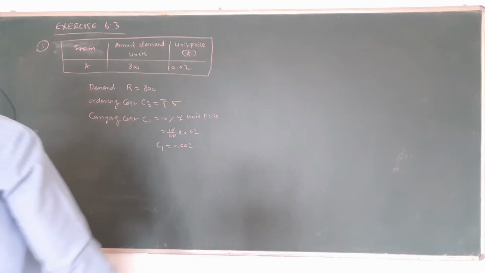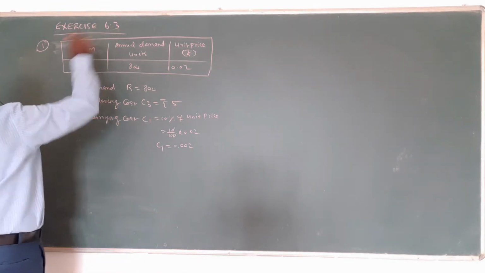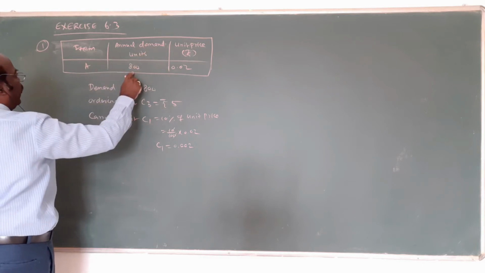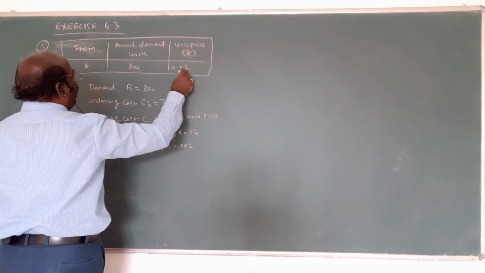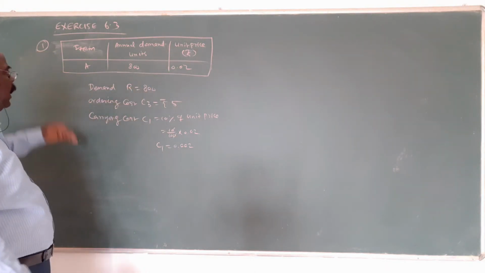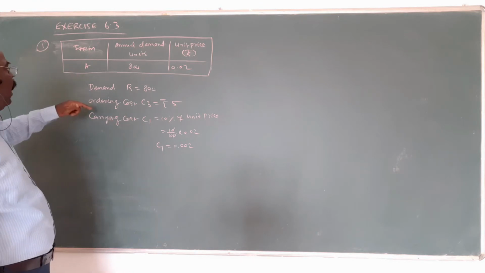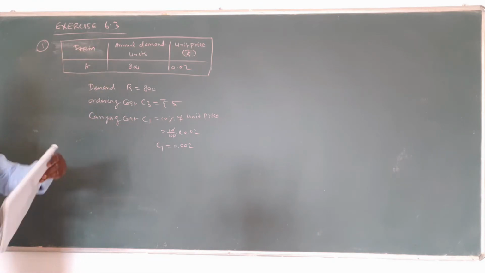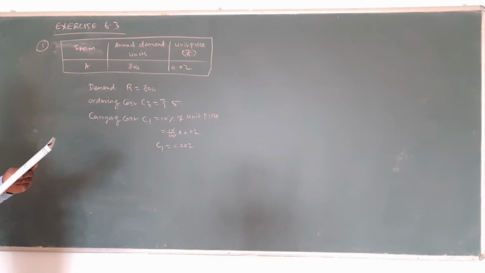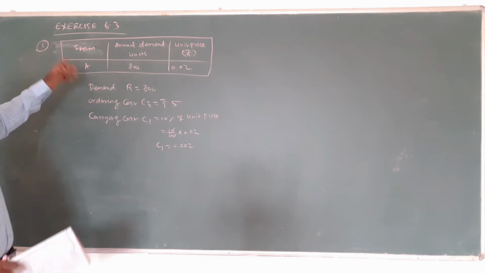Listen here. Exercise 6.3. Item A, annual demand 800 units. Unit price is rupees 0.02. Then item B, item C. In item A, all are asked. What are the questions asked? EOQ in units, minimum average cost, EOQ in rupees, EOQ in years of supply, and number of orders. All are asked in item A.